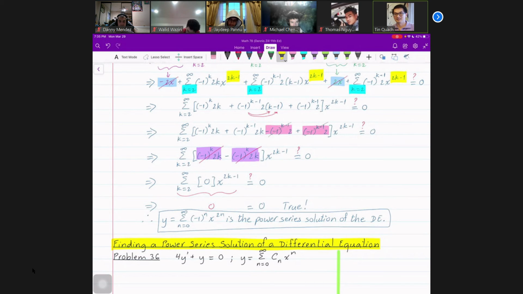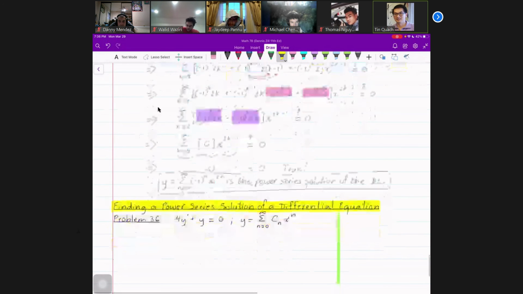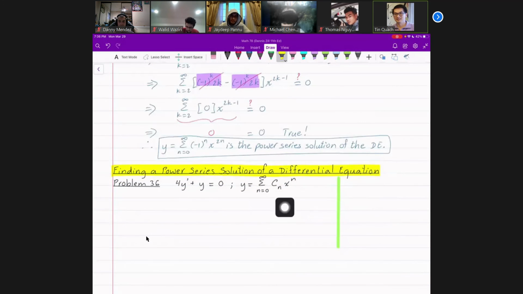So problem 36. It's a very simple problem. It says, find a power series solution of the form the sum of c sub n x to the n for this differential equation. So you want your power series solution to look like this.